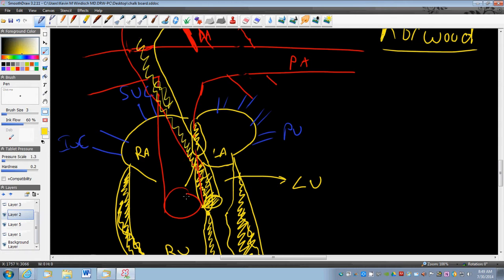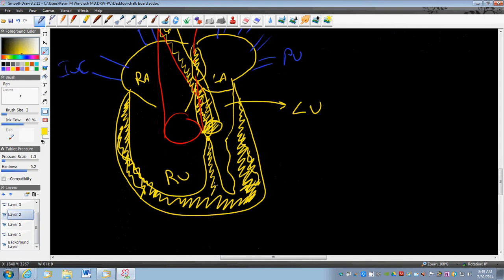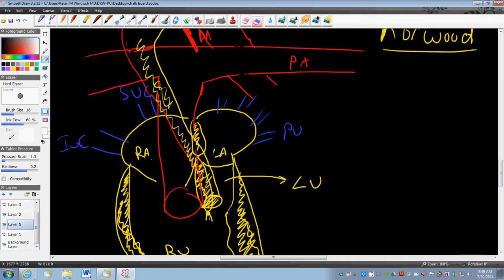Okay. Now, at the same time, we're going to create a large VSD. And often an ASD to go with it. This is going to allow blood to mix into what is now a common ventricle. And at the same time, we're either going to band or sever the pulmonary artery here.